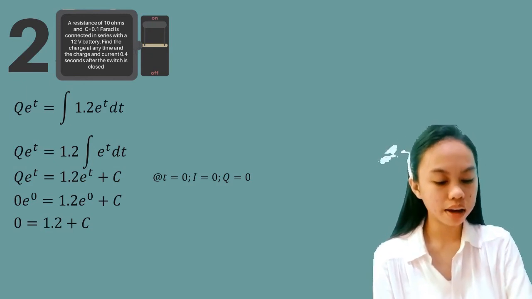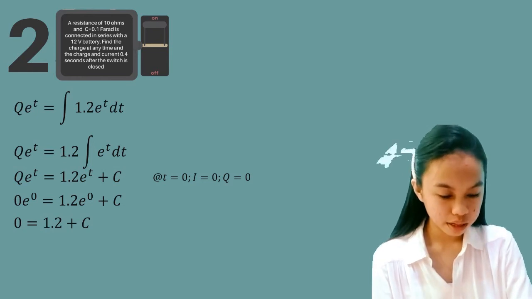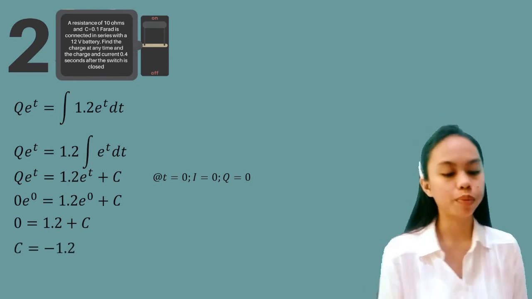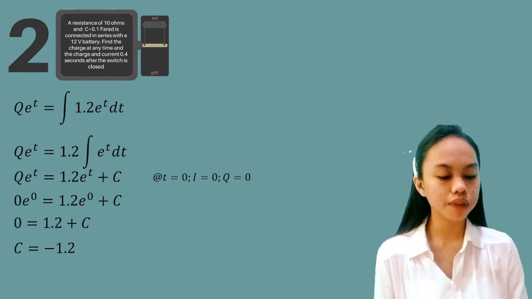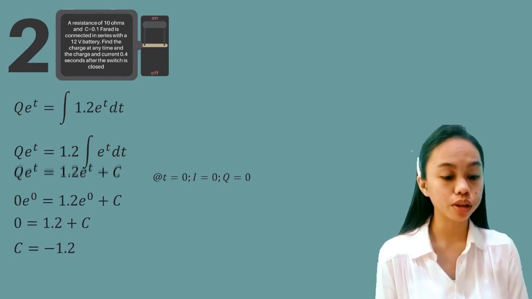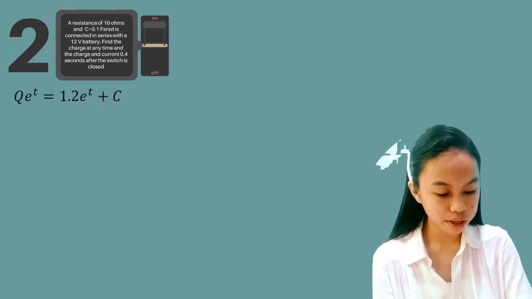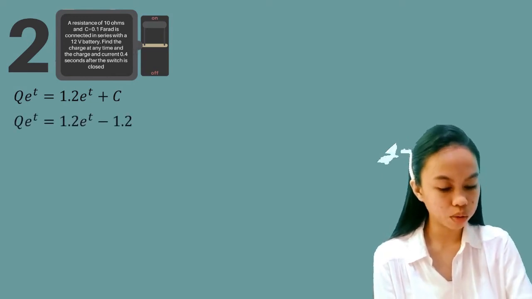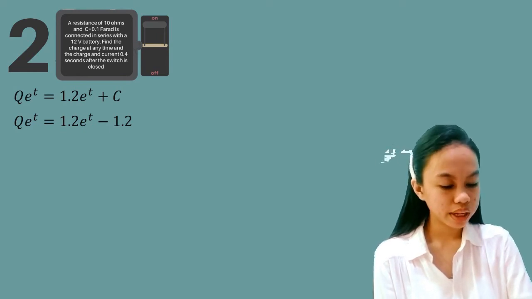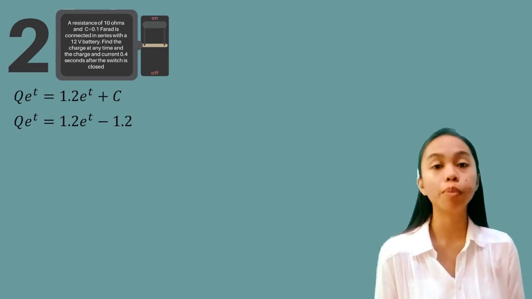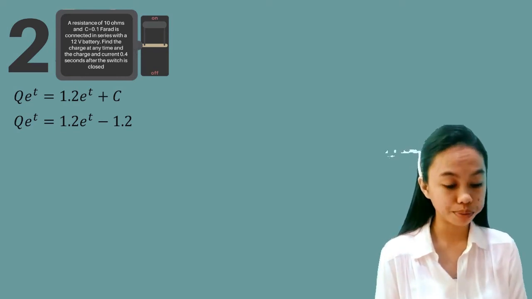So we will have the value of c as negative 1.2. So we have c equals negative 1.2. So we will substitute the value of c in our partial general solution to be able to get our general solution. So we have q e raised to the power of t equals 1.2 e raised to the power of t minus 1.2 is our general solution.